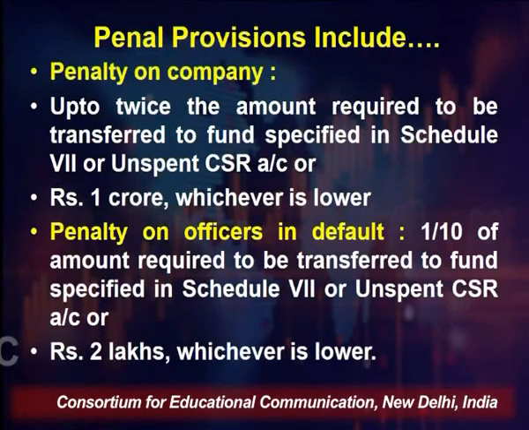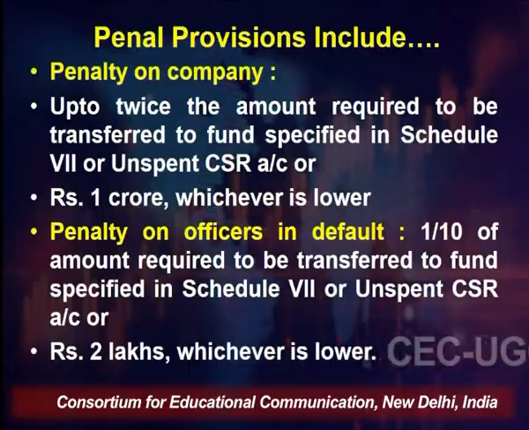In that case, your penalty will be up to twice the amount required to be transferred to funds specified in Schedule 7 or the unspent CSR account. So whatever amount you could not transfer, twice that amount will become the amount of penalty, or rupees 1 crore, whichever is lower. Here the enactment is slightly having a lighter hand on the company.